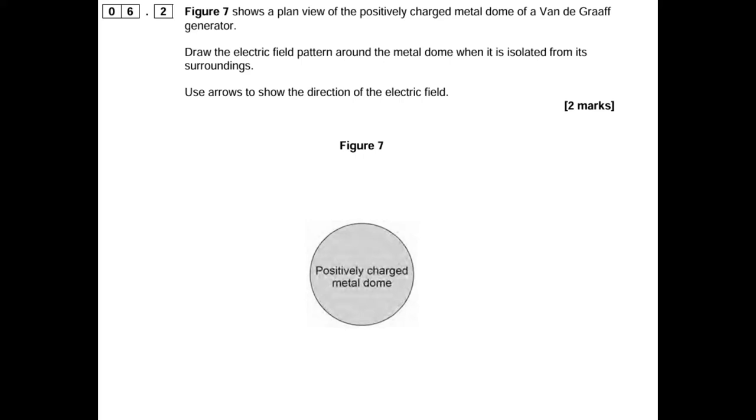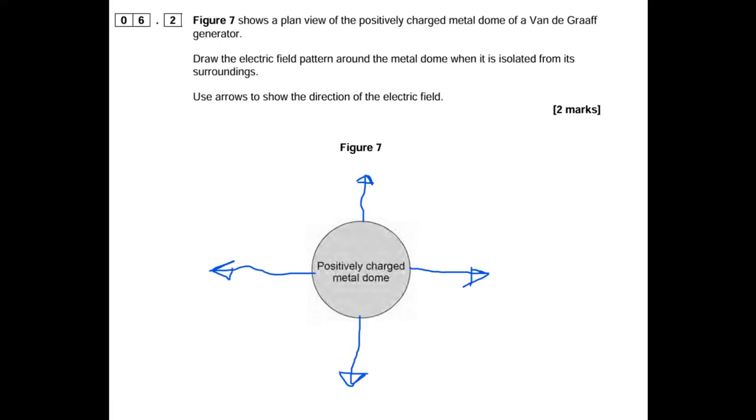Carrying on, we're shown a plan view of the dome of the Van de Graaff generator, and we're expected to draw the electric field pattern around the metal dome when it is isolated from its surroundings. Now, as you can see, because it's positively charged, the electric field lines are going outwards, and they need to be perpendicular to the circle, so they're just pointing out from each angle. Now, obviously, in an actual exam, use a ruler. I couldn't use a ruler because I was doing this online, but yeah.